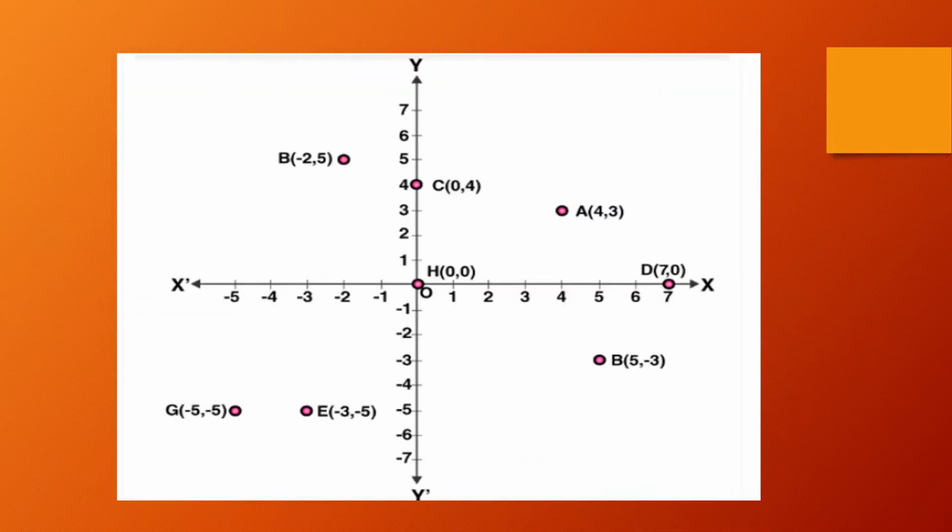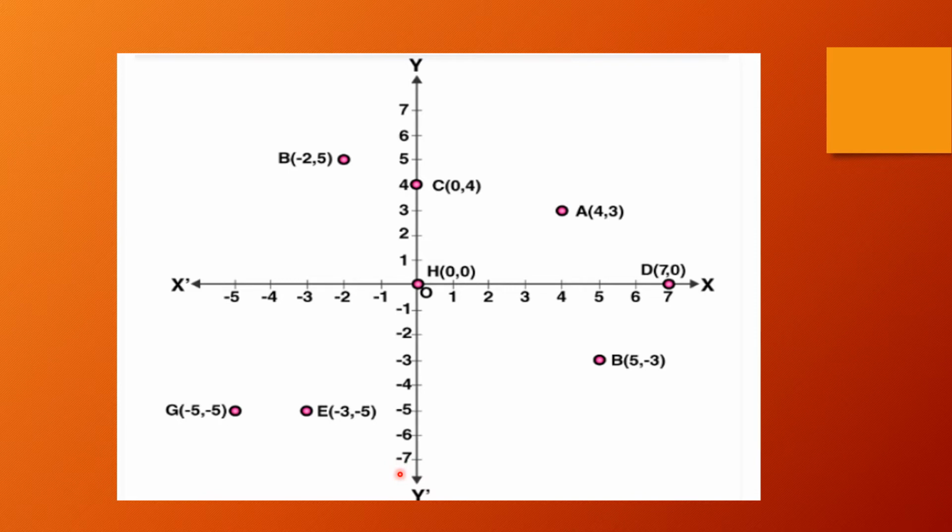On a graph paper, draw two mutually perpendicular lines, X'OX. To the left of O is -1, -2, -3, -4, -5. To the right of the origin is +1, 2, 3, 4, 5, 6, 7. And draw YOY'. Y represents the positive units, plus 1, 2, 3, 4, 5, 6, 7, and Y' represents the negative axis, -1, -2, -3, -4, -5, etc.